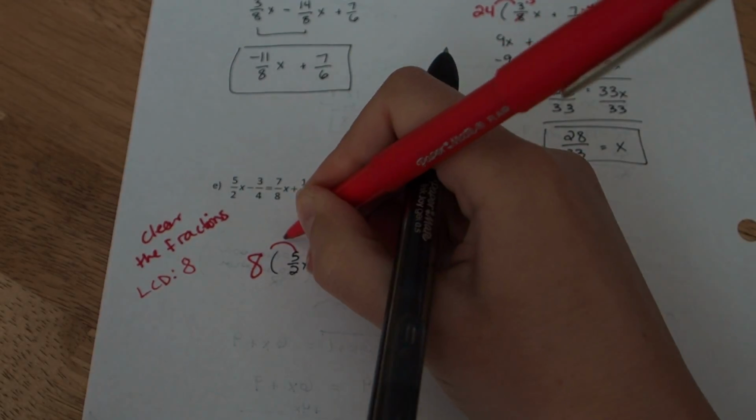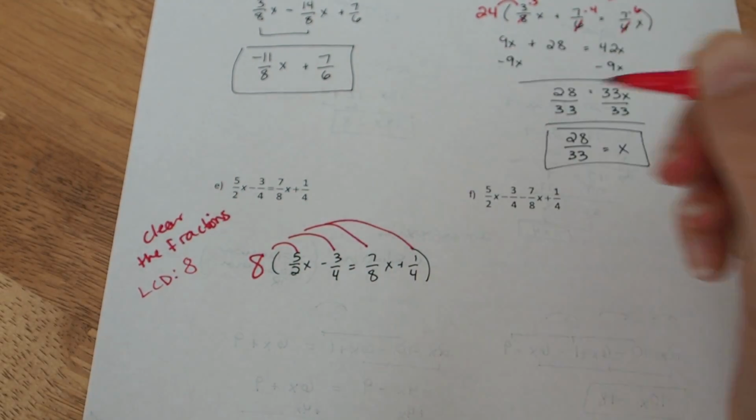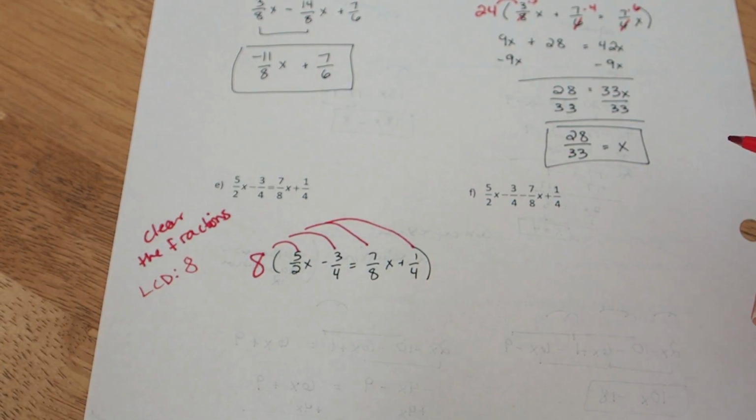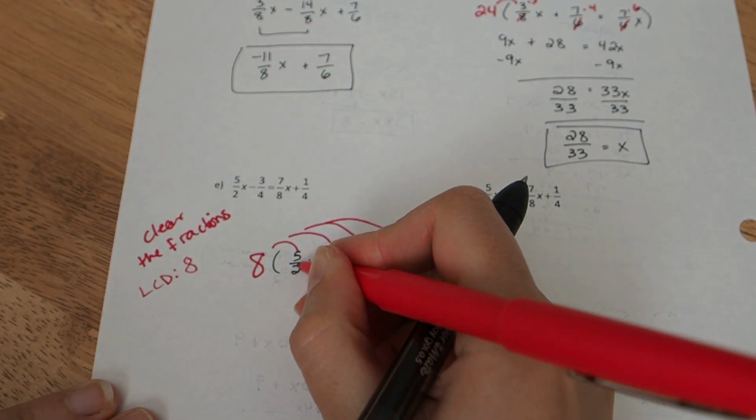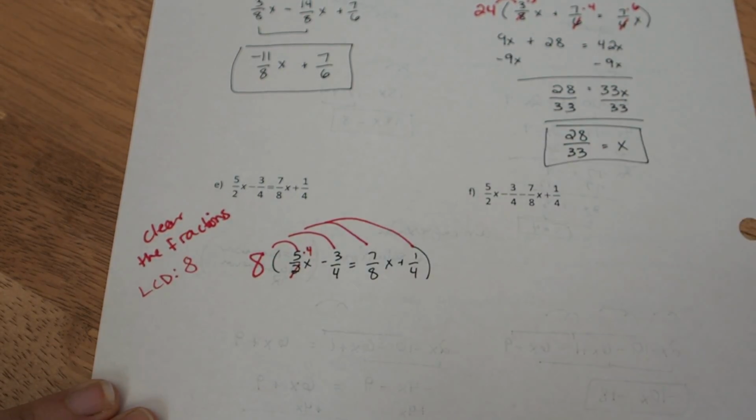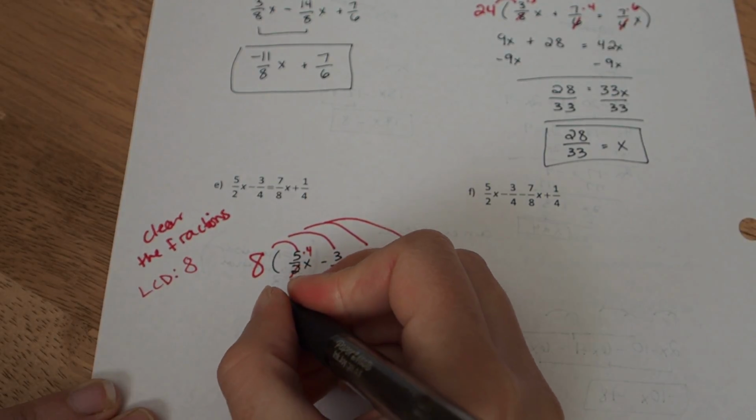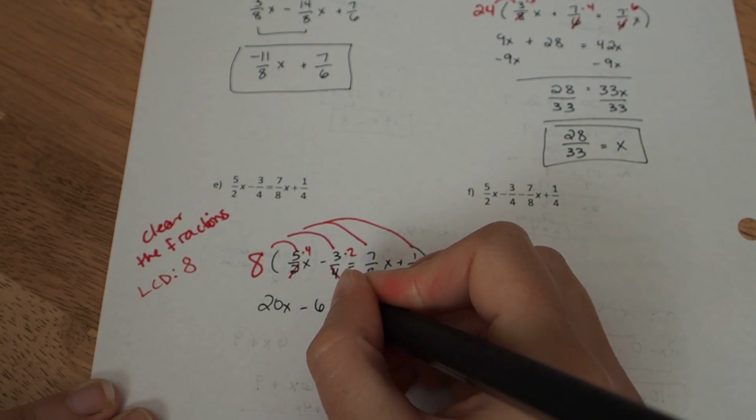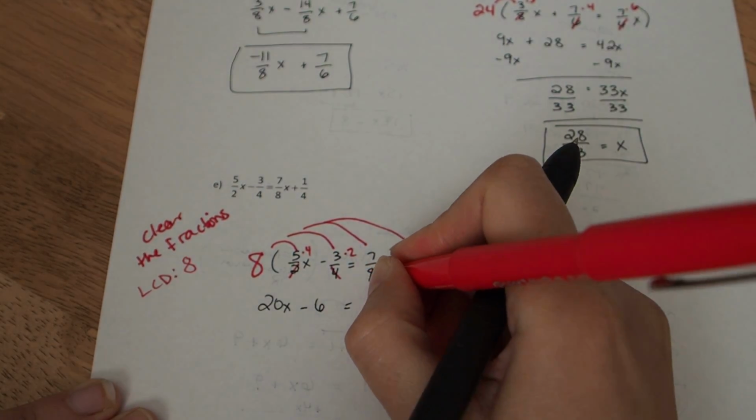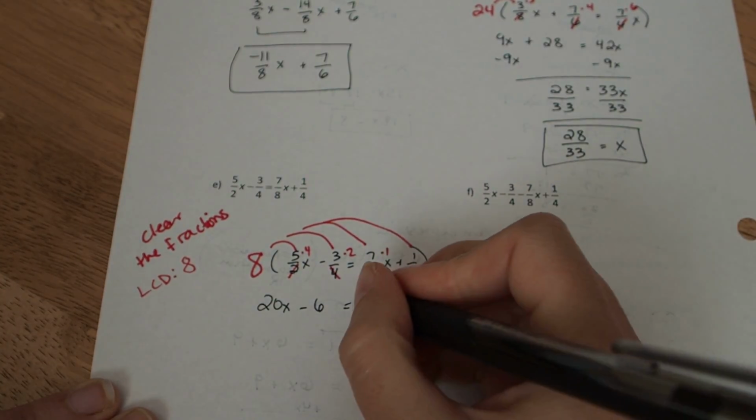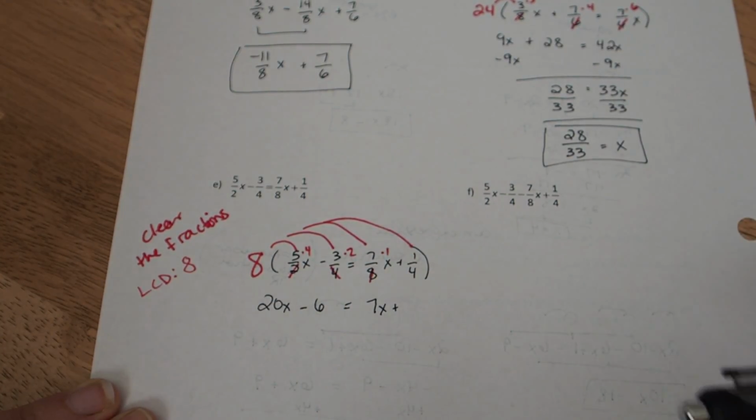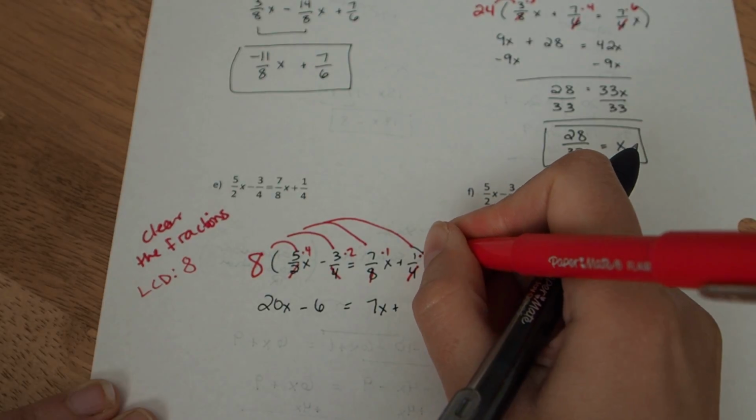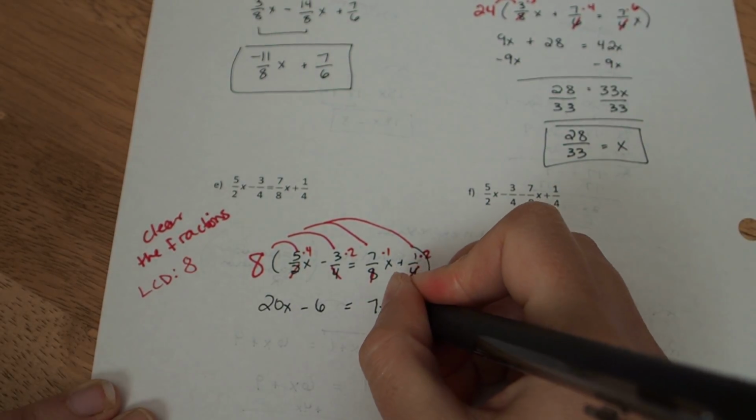And again, we're going to distribute that 8 to everything. And when I multiply, I get to clear my denominators. So for example, 2 goes into 8 4 times. That's going to give me 5 times 4 is 20x. Minus 4 goes into 8 2 times. That's 3 times 2 is 6. 8 goes into 8 once. So 7 times 1 is 7x. And last, 4 goes into 8 twice. That's 1 times 2 is 2.